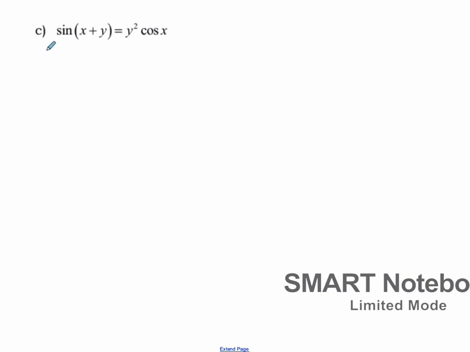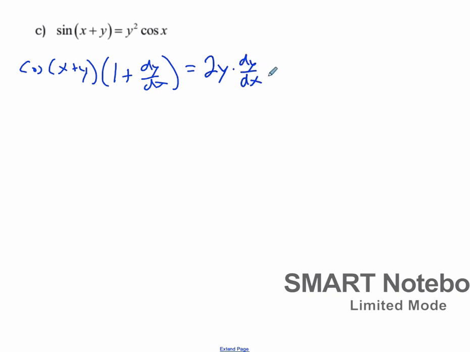So when we find the derivative, sine is cosine. The x plus y is the same, but we got to multiply by the derivative of x plus y. That is 1 plus dy/dx. On the other side, we got a product of functions, so we have to use product rule. So derivative of y squared is 2y times dy/dx cosine x, plus y squared times the derivative of cosine, which is negative sine x.